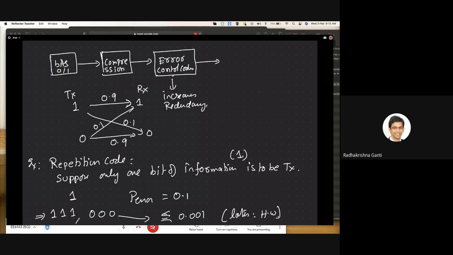Okay, that's what you should keep in mind. So this is also called FEC, forward error correction code. Okay, so let's just go across the block now. Let's see what the other things are. I'm just going to erase this.